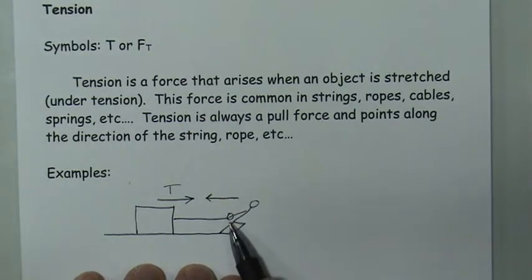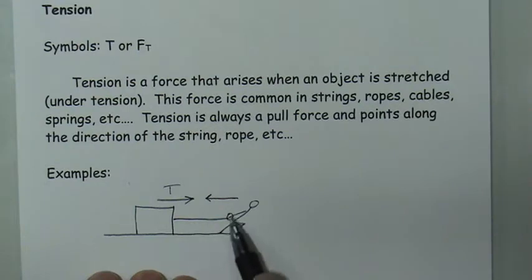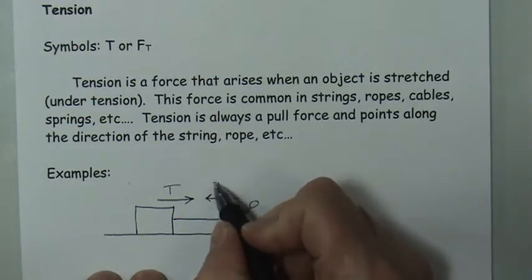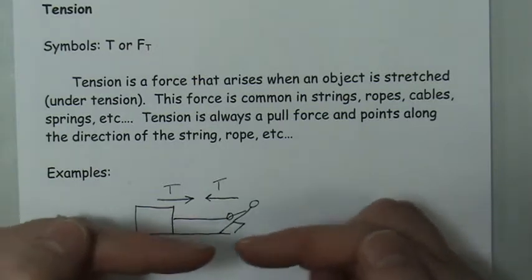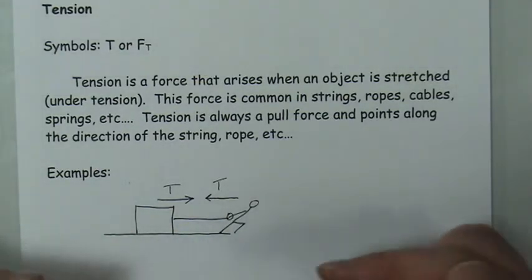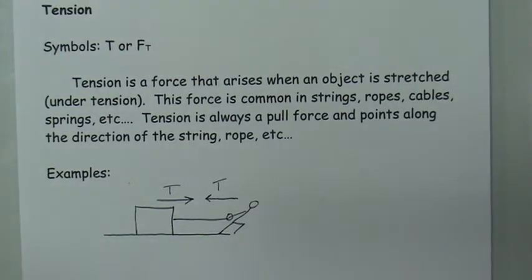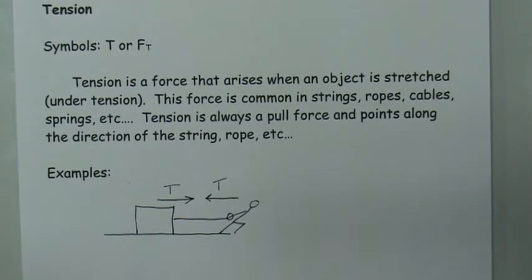So I see 2 points, one right here where it touches the guy's hand, and one right here where it touches the box. Each of these two things experiences that tension, but it points in opposite directions. So strings are, in a sense, always pulling towards their own centers. They're always pulling things towards the center of themselves. So those are two forces that are very common.